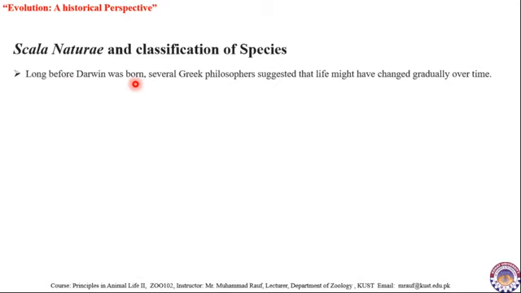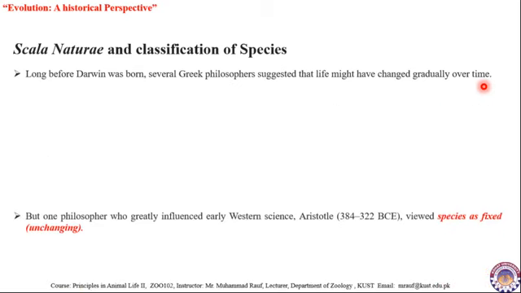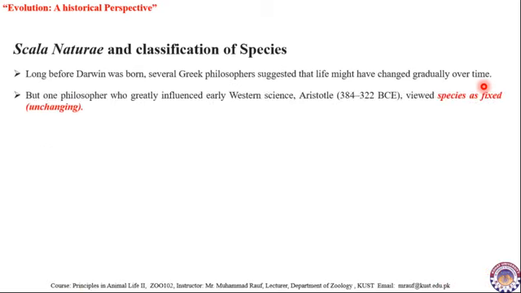Long before Darwin was born, several Greek philosophers suggested that life might have changed gradually over time. Darwin was born in 1809, and before the birth of Darwin, several Greek philosophers were of the opinion that life is name of change, and change has occurred in life, or the passage of time means the living forms have changed gradually over time. But one of the famous philosophers who influenced early Western science, Aristotle, viewed species as fixed. So it means that Aristotle did not believe in evolution. He was an opponent of evolution.